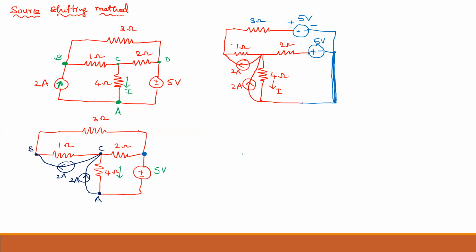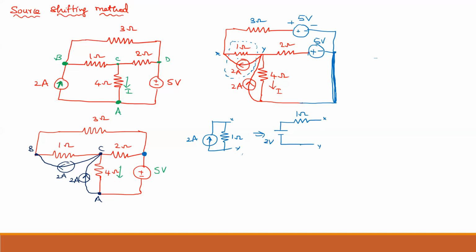What is the procedure for source transformation? 2 ampere and 1 ohm are connected in parallel. Simplify that. What is the equivalent voltage source? This is the voltage terminal, and let us take this as your x point and this as your y point. Just to draw the circuit, it will be helpful. So the resistance is the same, 1 ohm, and what is the voltage? Voltage is I into R, that is 2 volt.